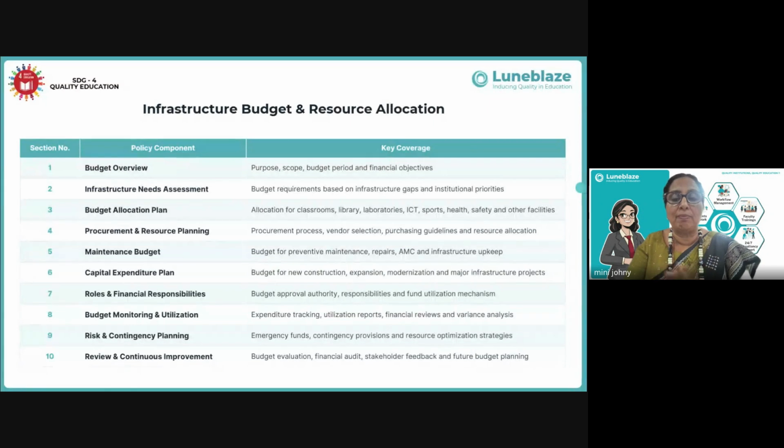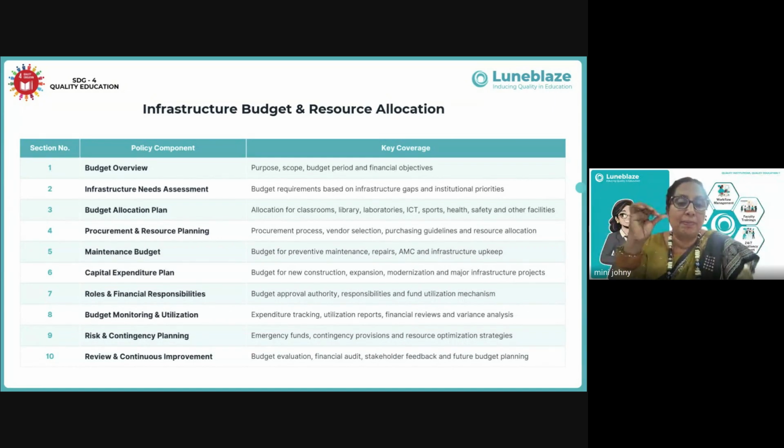Every year we have to buy books. You know that. You will be buying it. Laboratories, every year consumables are there. We will replace. ICT, computers are one of the expensive areas. Sports. The children should have equipment, health and hygiene, safety and other facilities. Procurement, resource planning, procurement process. This is again vendor selection, purchasing guidelines, and resource allocation.